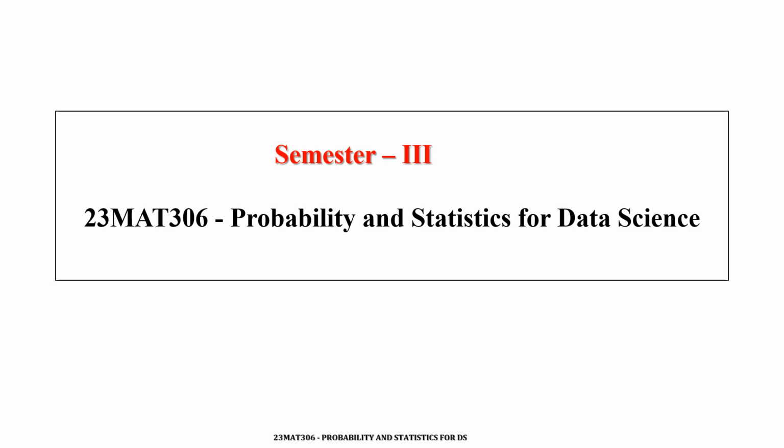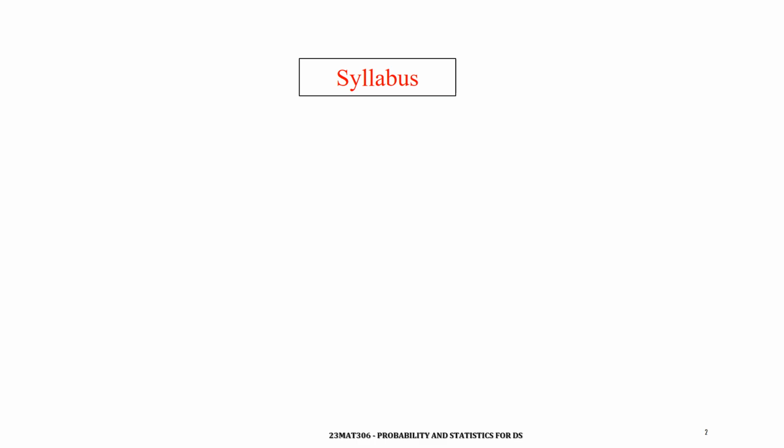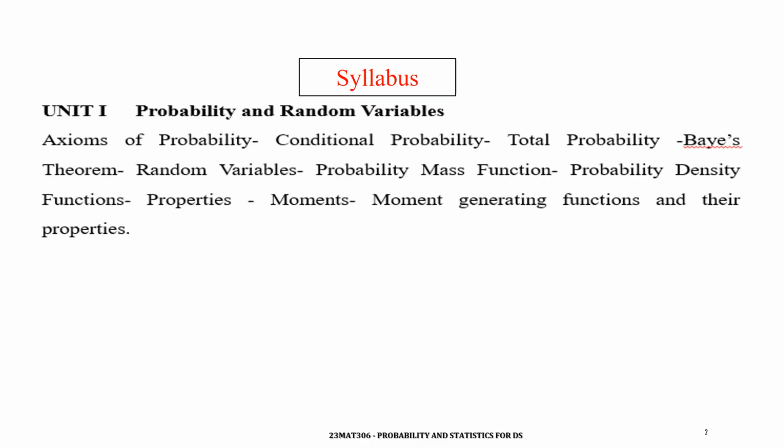In this course we will study how to analyze uncertainty and randomness using mathematical tools. Probability plays a very important role in data science, engineering and decision making. In this lecture we will begin with the fundamental concepts of probability, which will serve as the foundation for all future topics in this course.